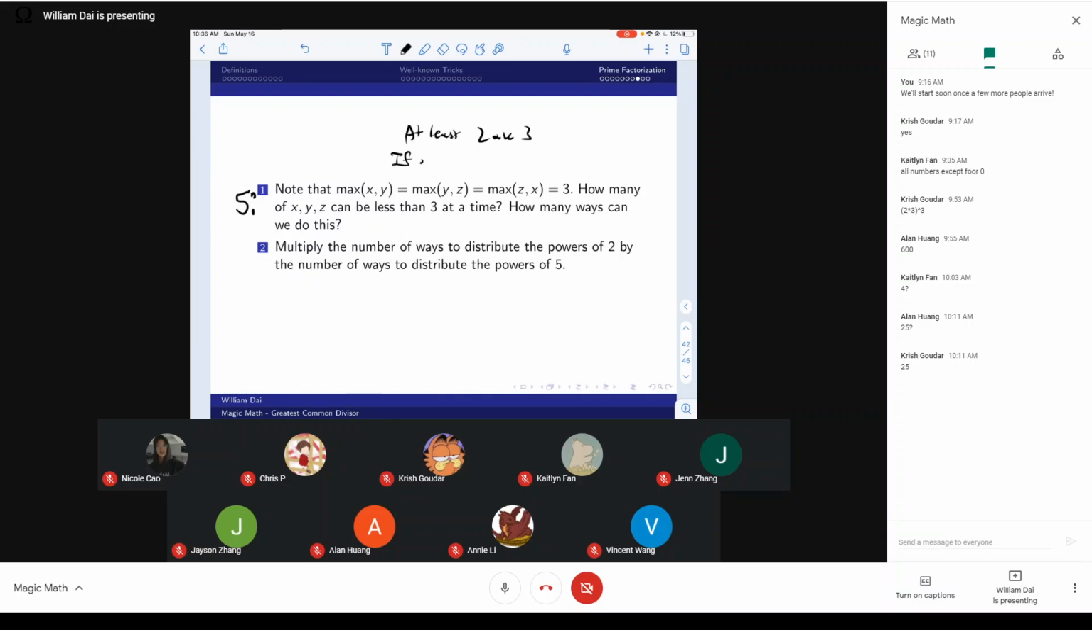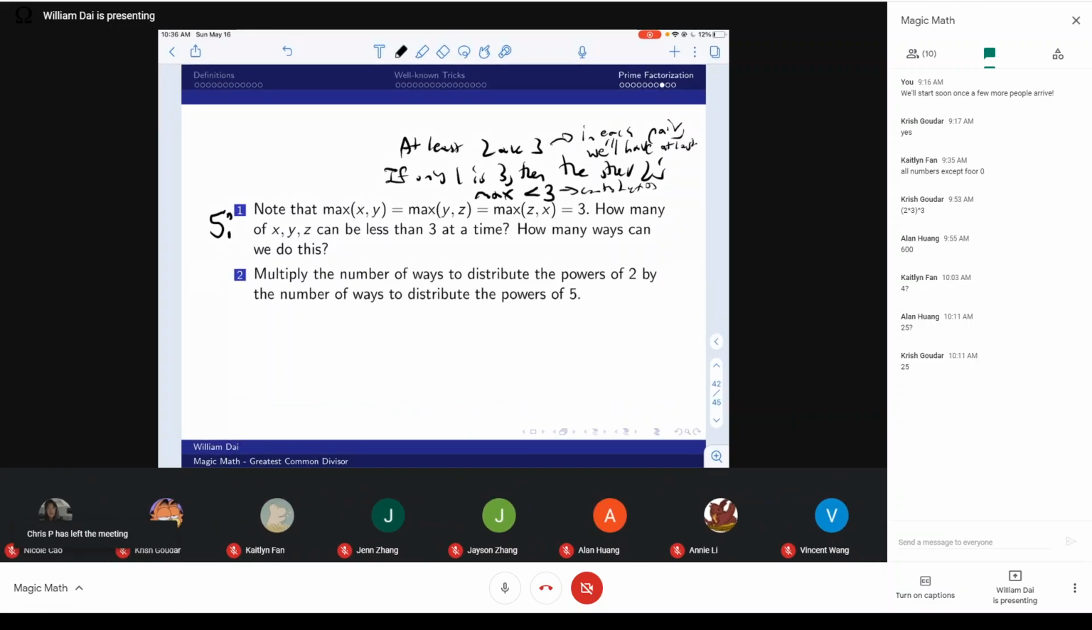If only 1 is 3, then the other 2 max will be less than 3. And that's a contradiction. If at least 2, then in each pair we'll have at least 1 3.